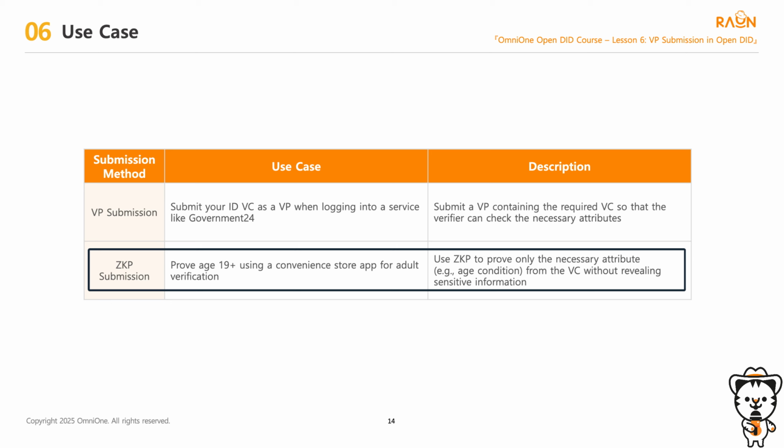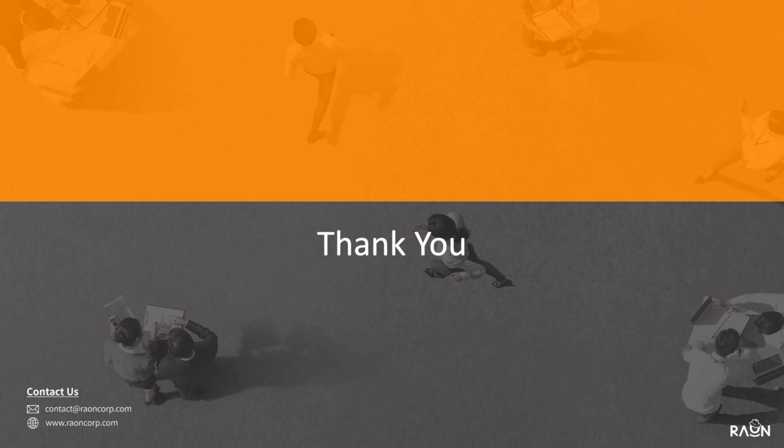Next is the case of ZKP, or Zero Knowledge Proof, submission. For example, when buying alcohol at a convenience store, I can use the convenience store app to prove only that I am over 19 years old. This is possible through Zero Knowledge Proof, a method where I prove I am over 19 without disclosing my actual age. This goes a step beyond selectively submitting only the necessary information from a VC, and is a VP submission method with enhanced privacy. And that concludes our 6th lecture.